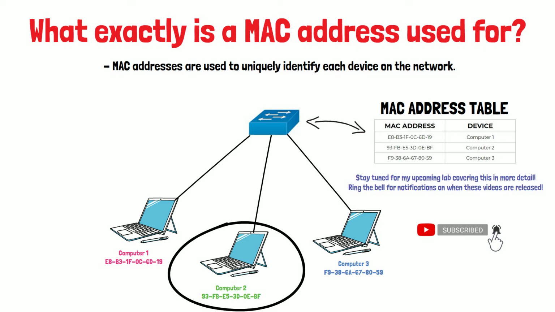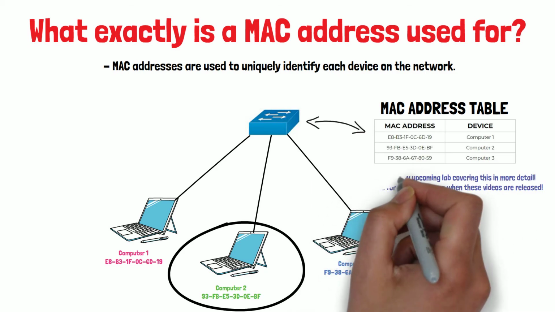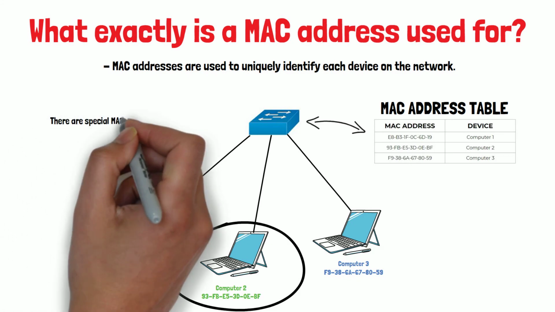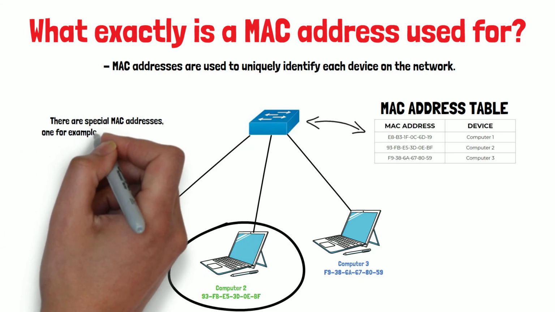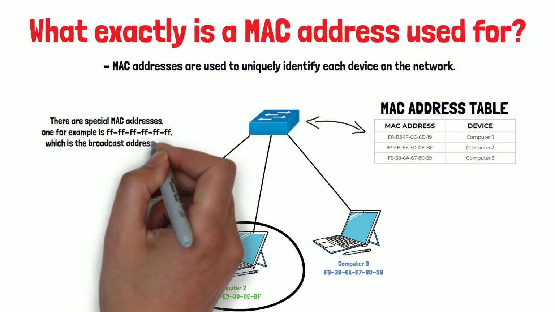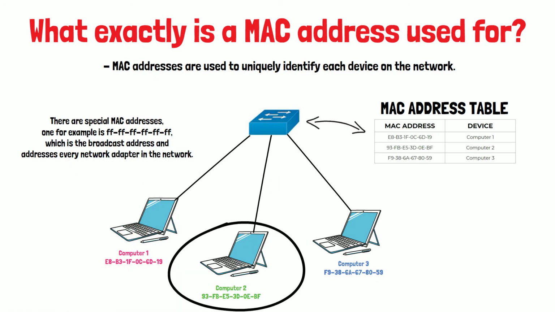Keep in mind as well that MAC addresses are the low-level basics for identifying devices and for moving data across your local area network. It's also important to keep in mind that there are special MAC addresses. One, for example, is the continuous F MAC address, FF-FF-FF-FF-FF-FF, which is the broadcast address and addresses every network adapter on the network. This is just something to keep in mind. However, we will go deeper into that in one of our labs.